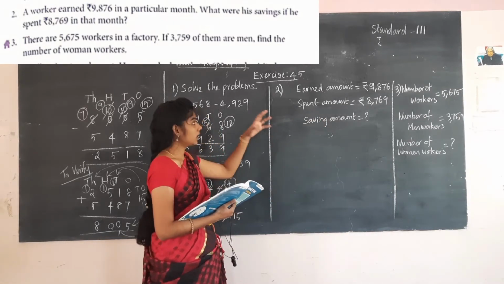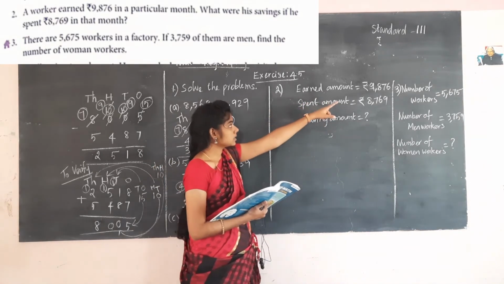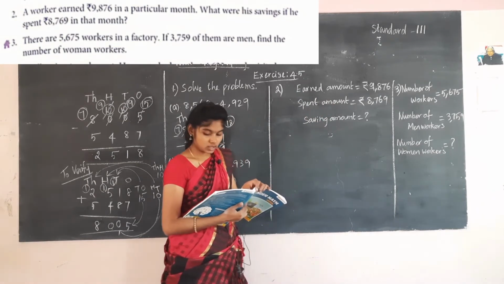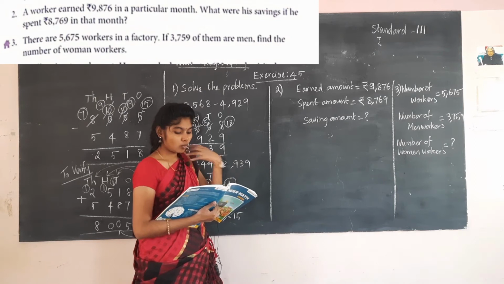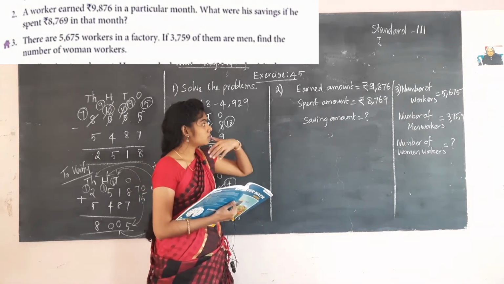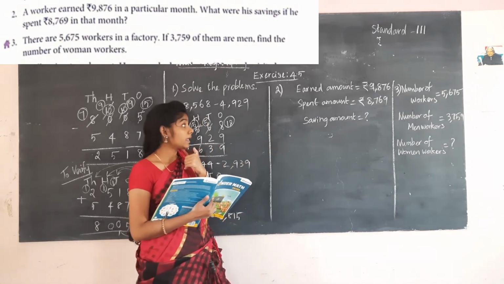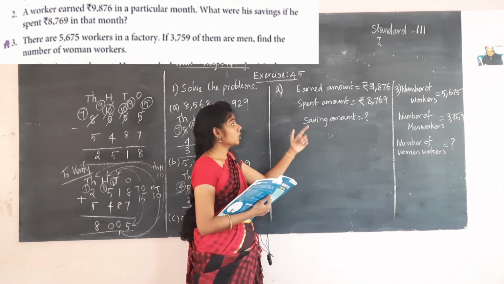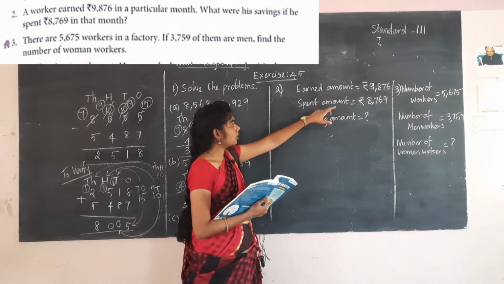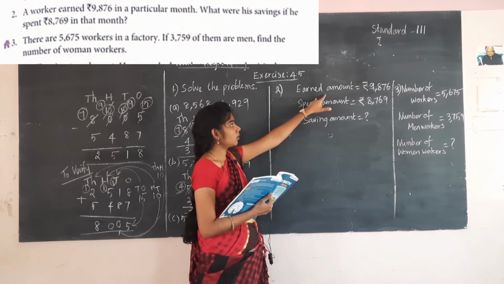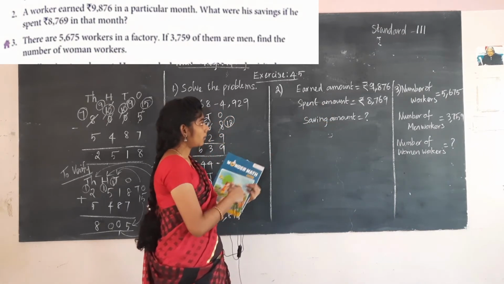The worker earned rupees 9,876, and then we have to find his savings. If 8,769 is spent, how much savings will he have? That is what we are going to find. To find that, you have to subtract the spent amount from the earned amount.